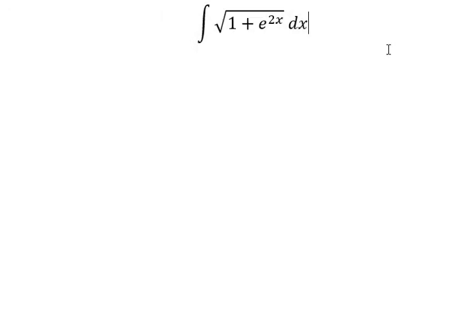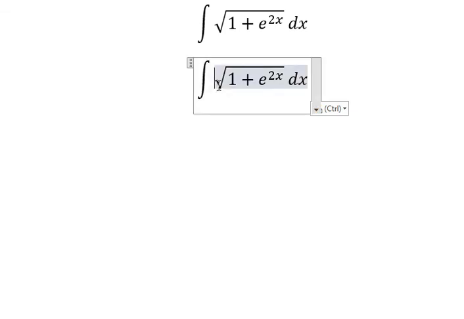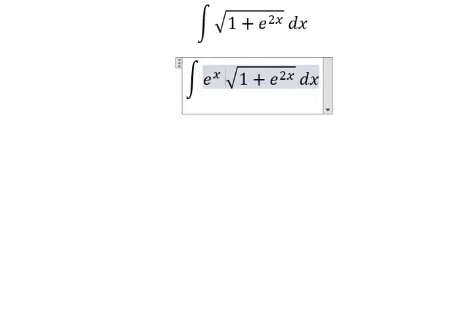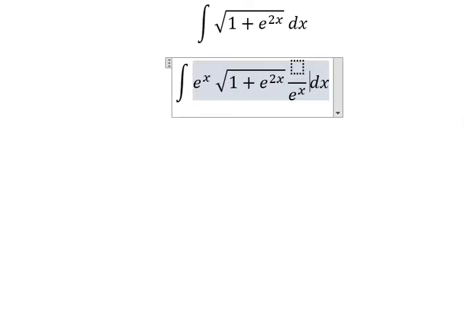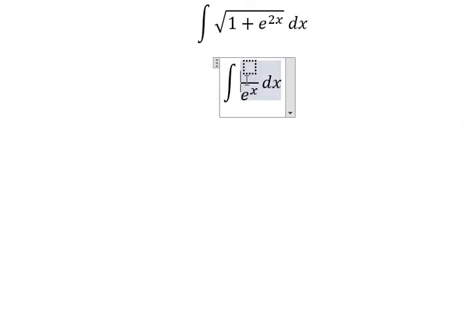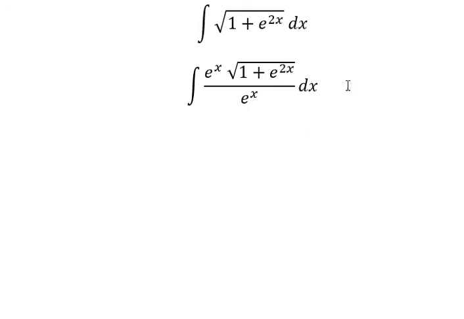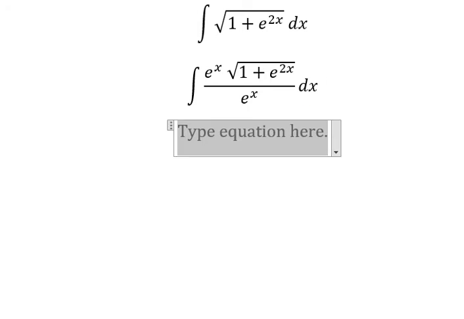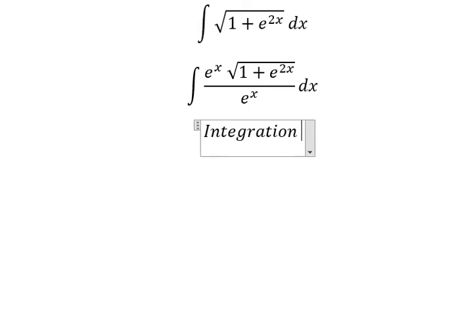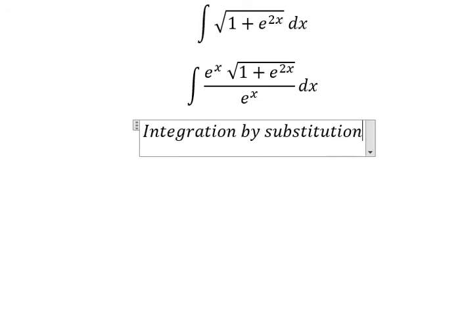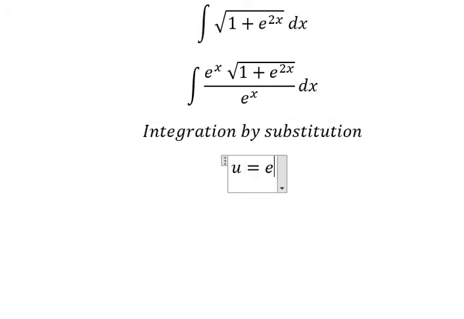We need to multiply by e to the power of s on the numerator and denominator. So we can use integration by substitution. I will put u equals e to the power of s. Later, we take the first derivative of both sides.